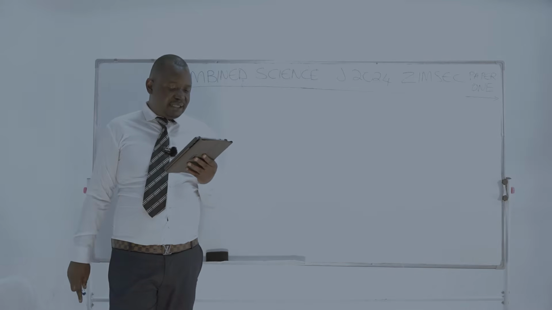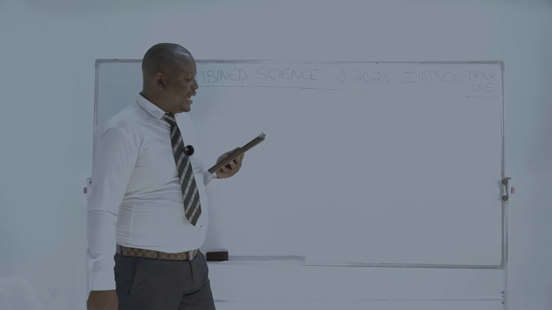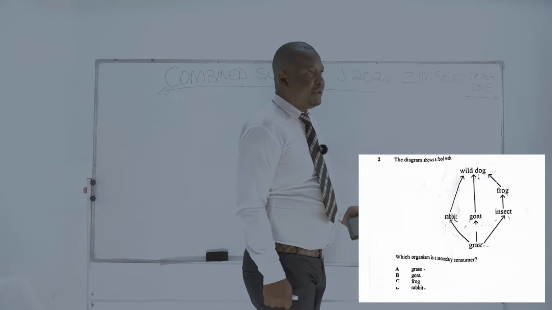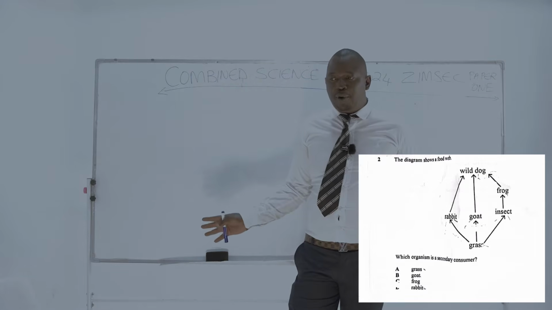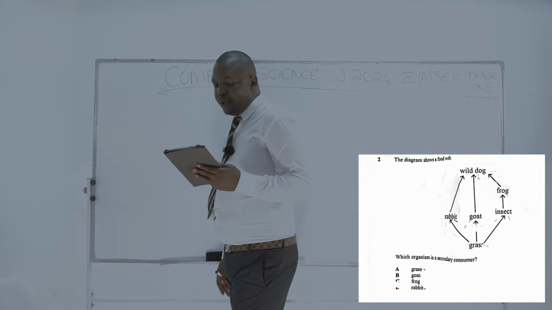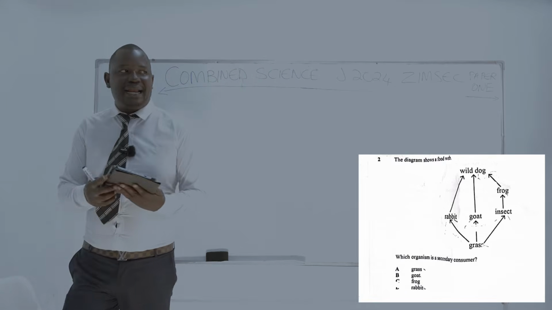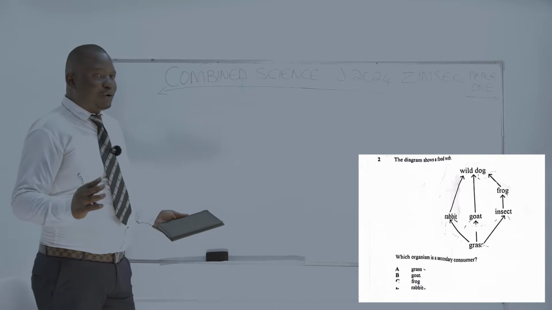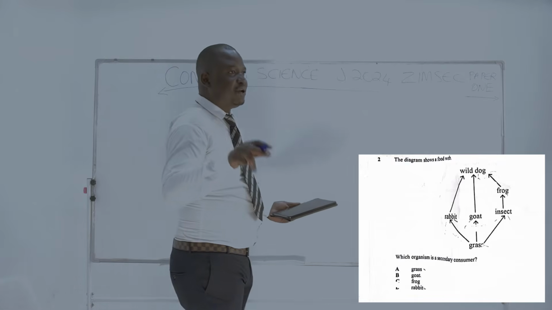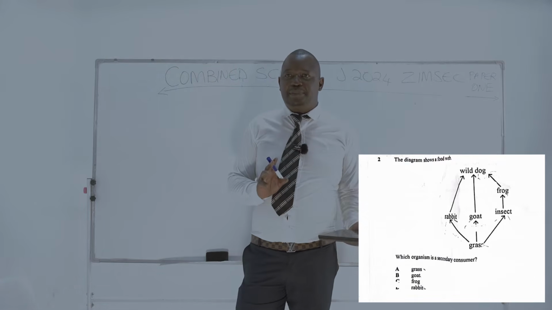Let's move on to question 2. The diagram shows a food web, right? In the food web there are organisms. Which organism is a secondary consumer, right? These are ecosystems, and an ecosystem is a self-contained system of interdependent organisms in their physical environment.